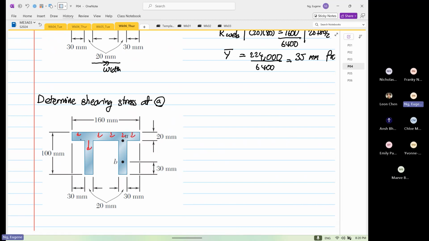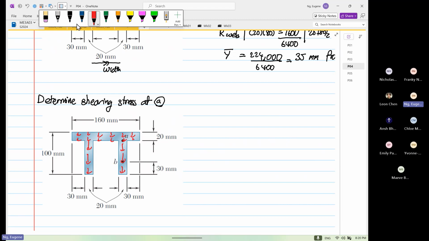Then it will flow here. And then it will flow here. And then this is how a shear flow will look like. Okay. So the shear flow direction will help us determine what our Q is. So from here, if we look at point A, point A is up to this line over here.